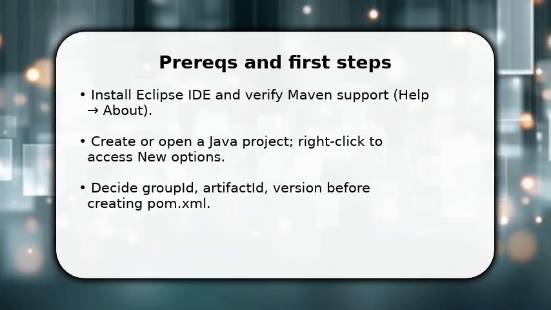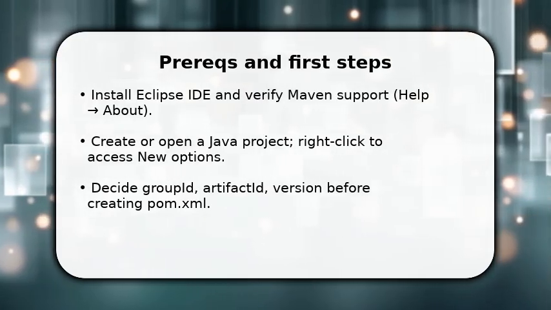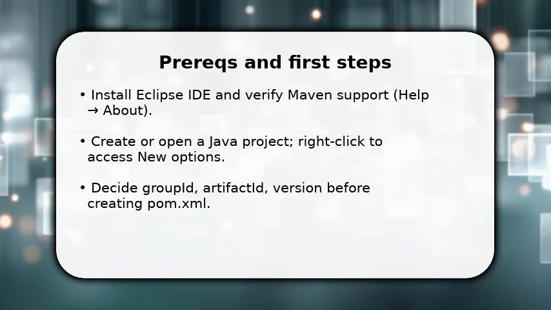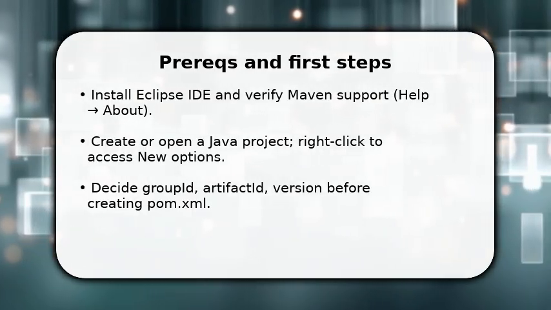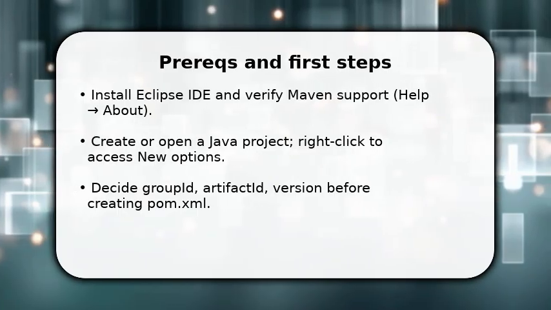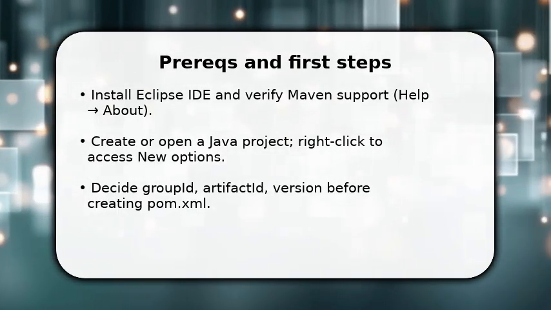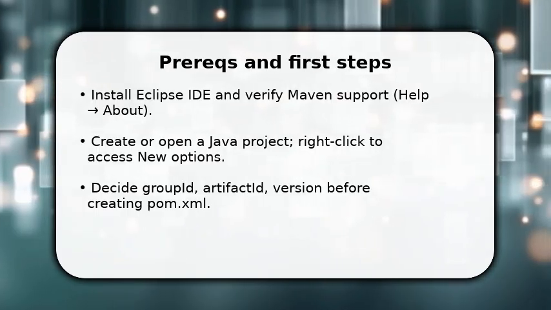Enjoy the video. You already have Eclipse and a Java project. Now create the Maven structure. Right-click the project, choose Configure → Convert to Maven Project, or New → Other → Maven POM. This generates a pom.xml scaffold you will edit.